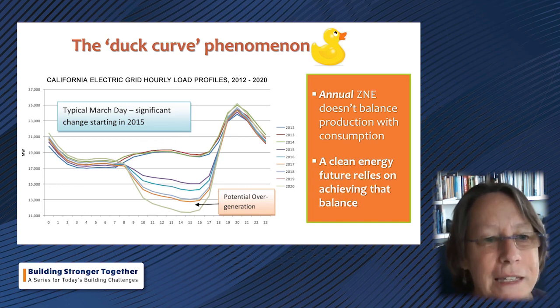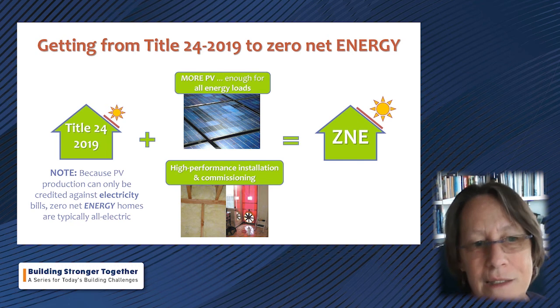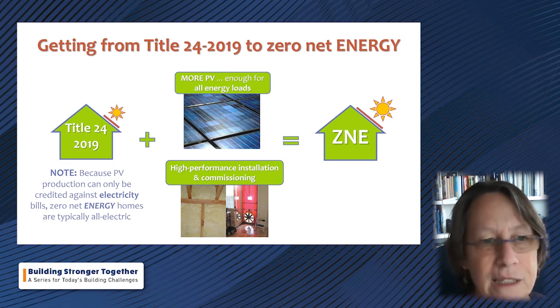Right. So the difference then between zero net electricity and zero net energy is simply more PV to offset the rest of the energy loads, the space heating and water heating. And of course, the high performance insulation and commissioning, still extraordinarily important, but all of that is not required in Title 24, although some of it is.